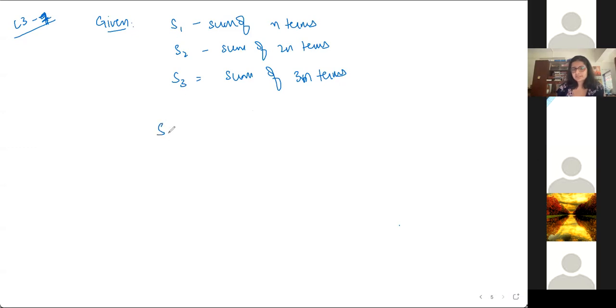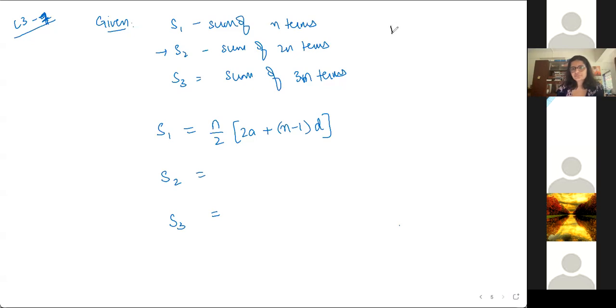So from this, S1 क्या होगा? Sn. Sn. So like formula क्या है? n by 2 into (2a plus (n minus 1)d). Yes. Similarly, write the formula for S2 as per what is given over here, and S3.